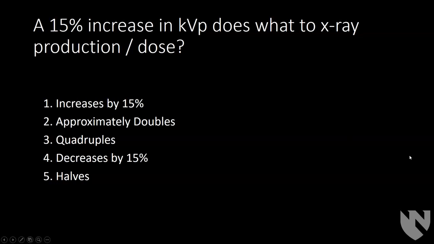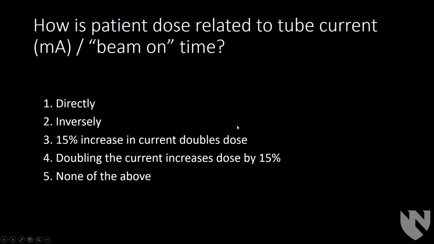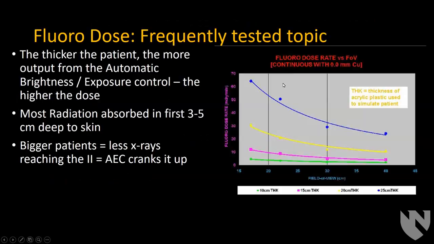Let you pause and think about it. Okay, so the answer there is that it approximately doubles. How about patient dose related to the mA or the beam on time? How is that related? Pause if you want to think about it. Okay, so the answer there is they're directly related. So if you double your mAs, you double your dose, or if you double your beam on time, you double your dose. So not as strongly related as kVp.